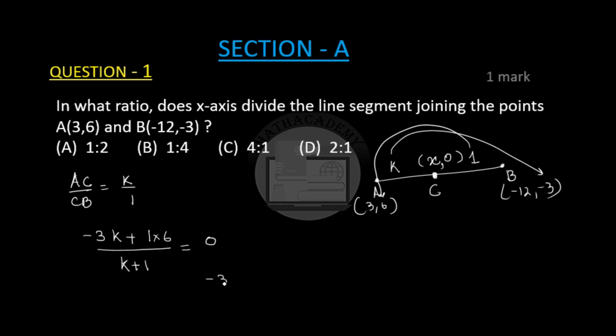If I simplify this, I'll get -3k plus 6 is equal to 0. This k plus 1 gets cross multiplied to 0 and fetches us a 0. So from here we get 3k is equal to 6, or k is equal to 6 by 3, which is 2:1. So what is the ratio in which the x-axis divides the line segment joining points A and B? The correct answer is choice D, which is 2:1.